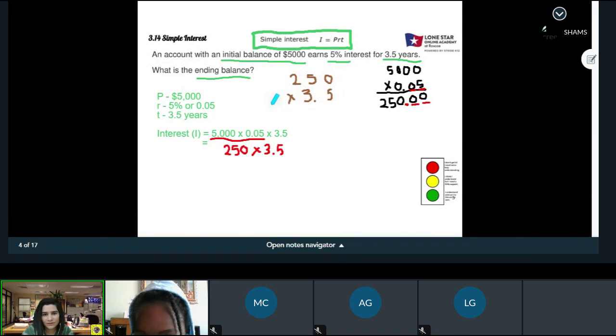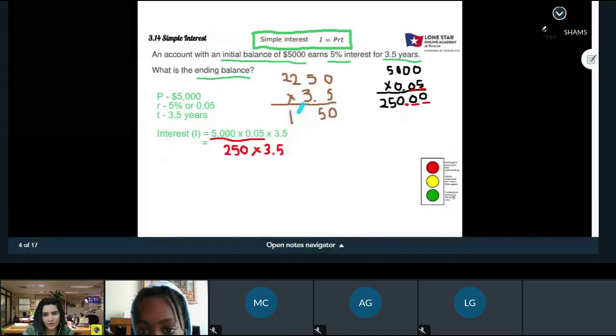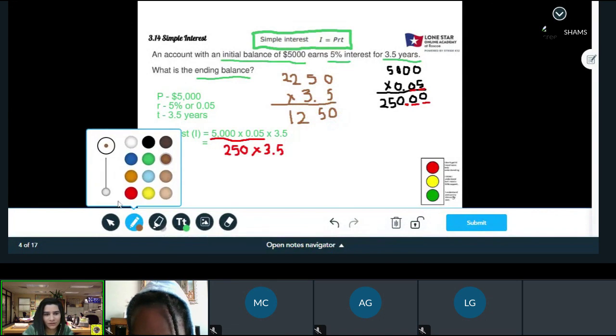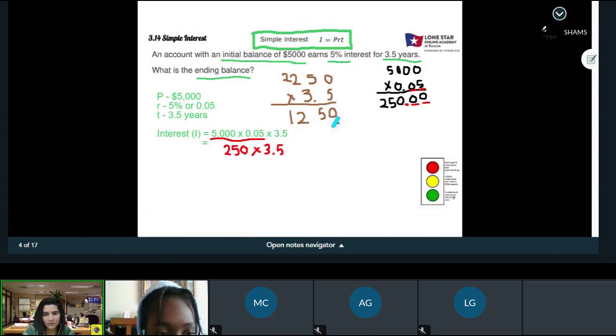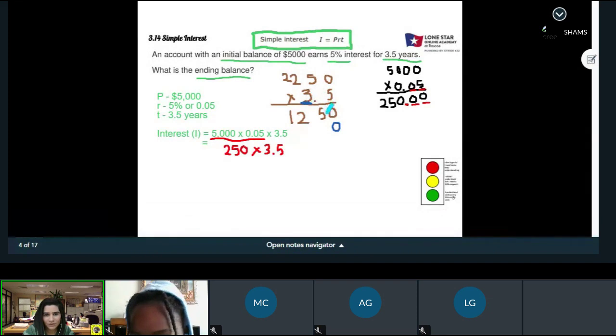So let's see. 5 times 0 is a 0. 5 times 5, 25. And 5 times 2 is 10. 10 plus 2, 12. Then I will use a different color. Then I will start with a 0 when I'm multiplying by 3. Okay. 3 times 0 is another 0. 3 times 5 is 15.